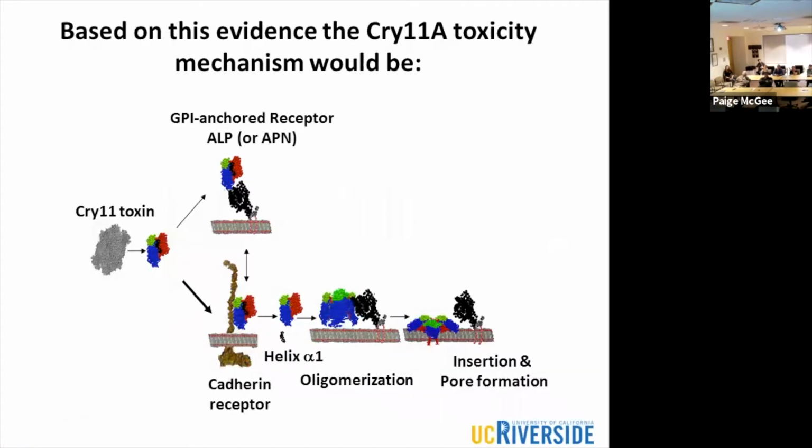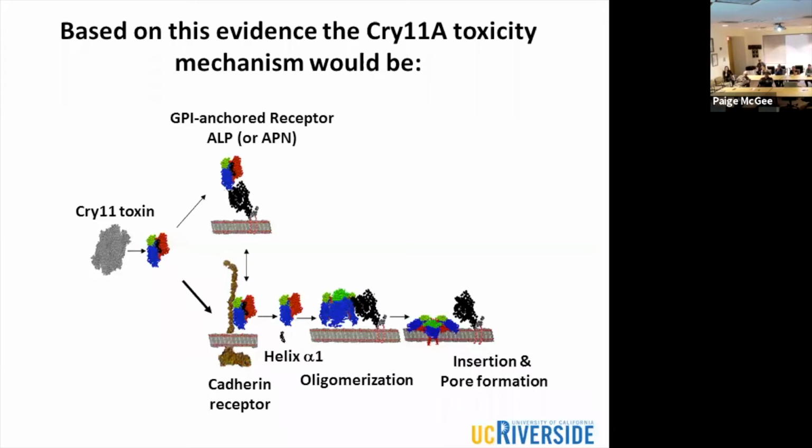So based on this, just on these particular figures, on this data, then you can essentially come up with a putative model of toxicity. That is, Cry11A will bind, for example, to cadherin receptor, or it can bind to a GPI-anchored protein, for example, in ALP or APN. Or the more likely scenario is the GPI-anchored protein is used to sequester the toxin, which then binds to cadherin, which is a high affinity.